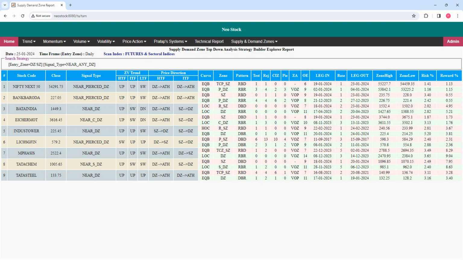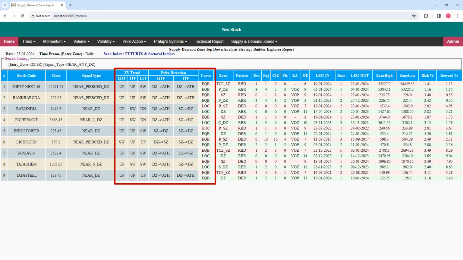The first major change is about the report generated by the NeoStock strategy builder. In this report generation, earlier we didn't have price direction columns. Now I have introduced the price direction columns, mainly to support the decision making table. Because in the decision making table, we have three important columns. One is zone violation trend, the second one is price direction, and the third one is curve.